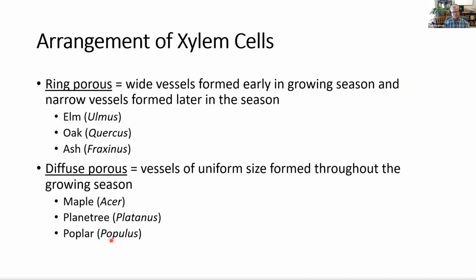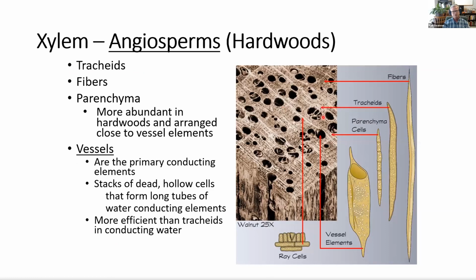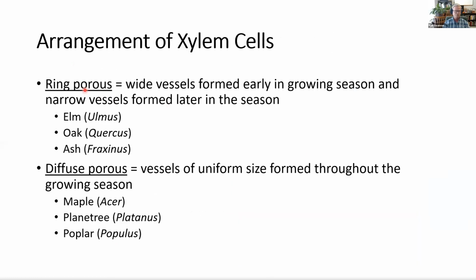Now, the arrangement of these tissues inside can occur in two different ways. It can occur in a ring porous arrangement or a diffuse porous arrangement. Ring porous has fairly wide vessels that are formed early in the growing season. Think about it: okay, there's lots of rain available. I'm going to do my best to utilize the water that's in the soil and get as much out of it, and pump it up into my canopy as possible. However, later in the season, the water might not be so available, so I'm going to make smaller and smaller vessels so that I don't waste as much energy trying to get water out of the soil up into the canopy by producing large vessels.